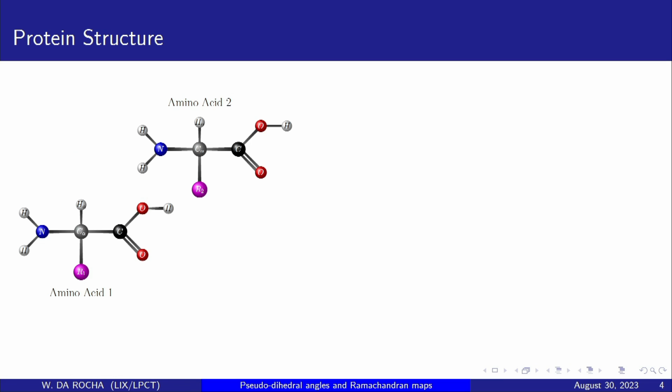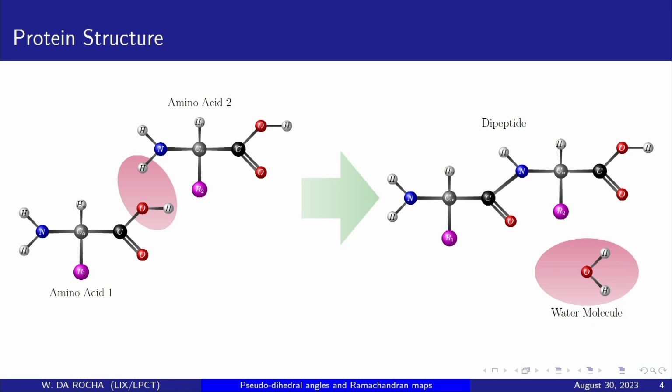Just to see quickly how two amino acid residues can make a bond to create a protein. Here we have two amino acid residues. The OH from the carboxyl group of one amino acid will interact with an H from the amino group of the next residue. They will combine. In this case we have a dipeptide, a protein form comprised of two amino acid residues. And for each connection like this, we get a molecule of water.